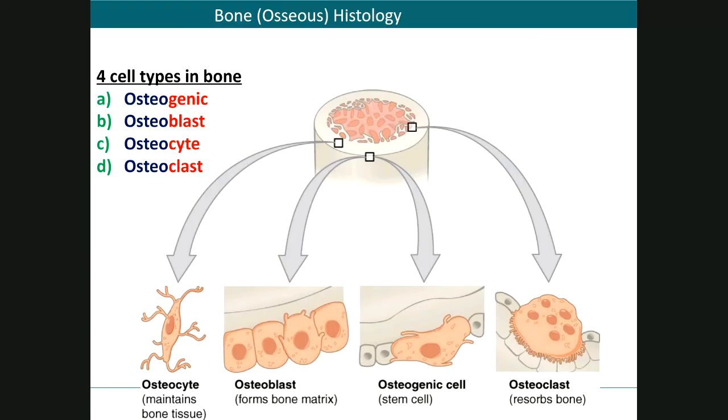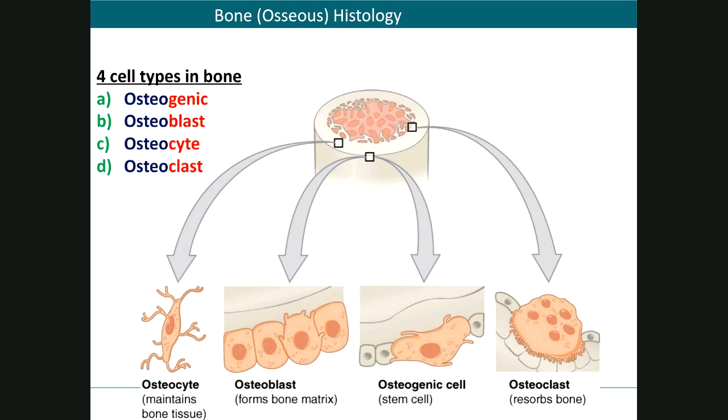And this is an example of this process again. For your exam, make sure you understand the name of the cells and a specific function. So osteocytes maintain bone tissue. Osteoblasts are the building cells. The osteogenic stem cells are located in the periosteum, as well as the osteoblasts. And the osteoclasts are within the endosteum, and they're involved in bone resorption.